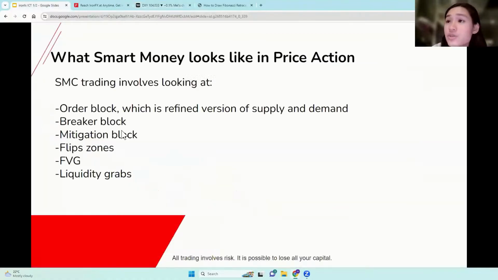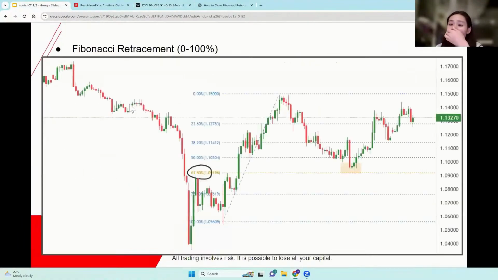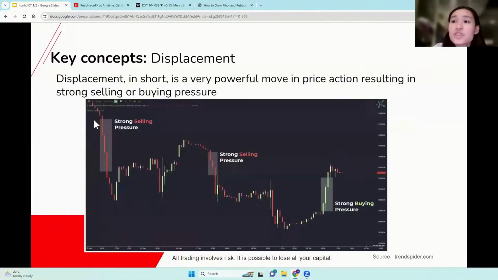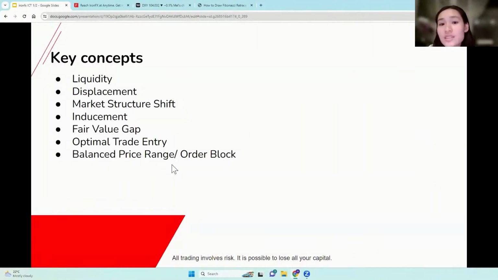So you can actually use these key concepts more as a checklist when you're using the ICT trading strategy. Firstly, you look for the liquidity, followed by the displacement, then look for any market structure shifts, inducements, and fair value gaps, and then use your Fibonacci levels to find your optimal trade entry, followed by the balanced price range, which is basically looking for a double fair value gap.